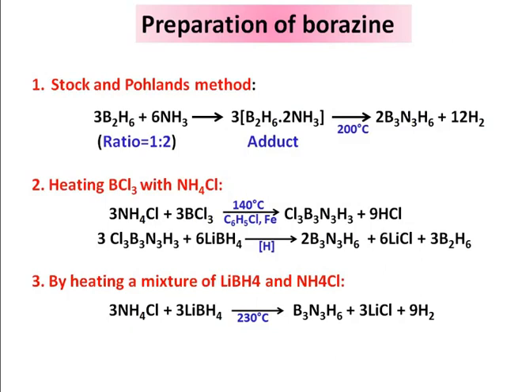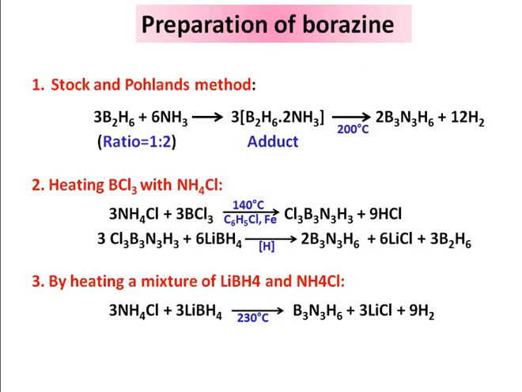Now how can we prepare Borazine? Borazine can be prepared by various methods. One is the Stock and Pohland method, in which diborane and ammonia are taken in a 1:2 ratio and heated at almost 200 degrees centigrade, then we get Borazine.